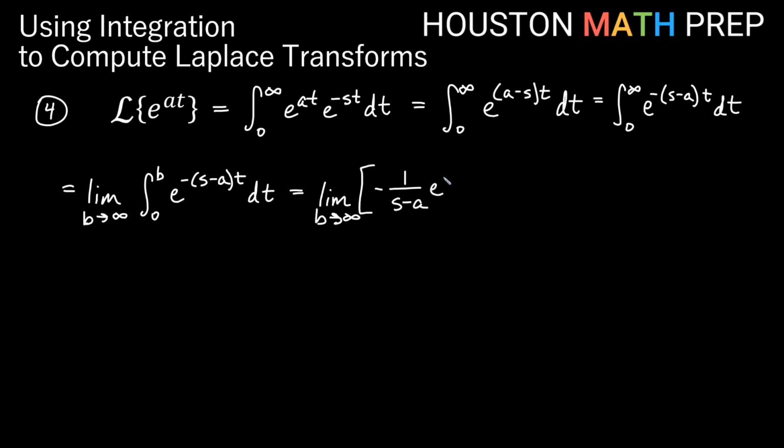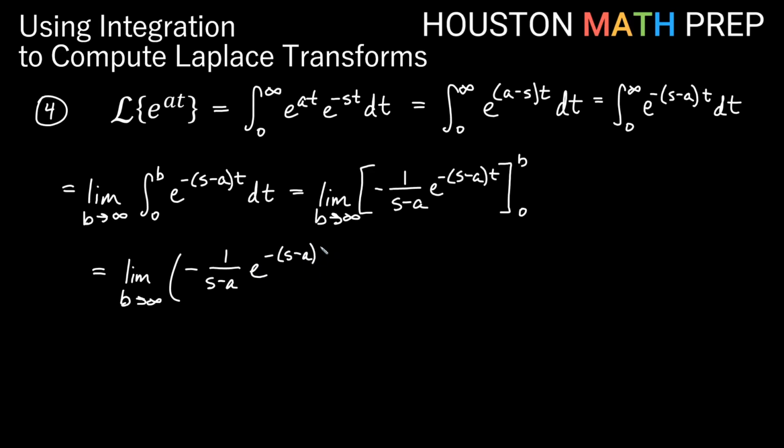We'll keep this exponential, e to the negative s minus a t. We'll evaluate from 0 to b. So let's think about what happens when we plug in b. You've got a bunch of letters in here, just make sure you're plugging in for t. We integrated dt, so we'll get the limit as b approaches infinity of negative 1 over s minus a, and then here this is e to the negative quantity s minus a b, minus what we get when we plug in our lower bound 0, which would be negative 1 over s minus a, and if I plug 0 in for t, then that's just going to give us e to the 0.